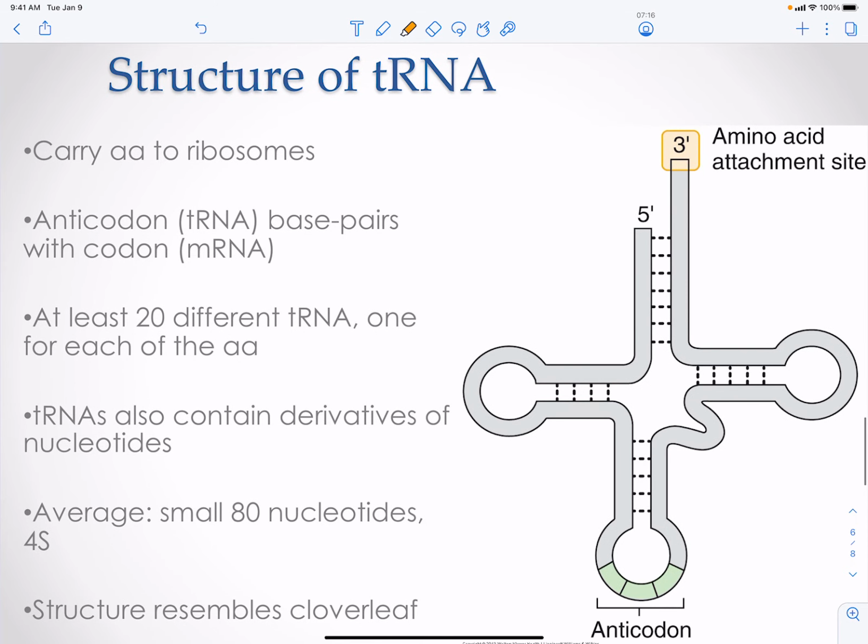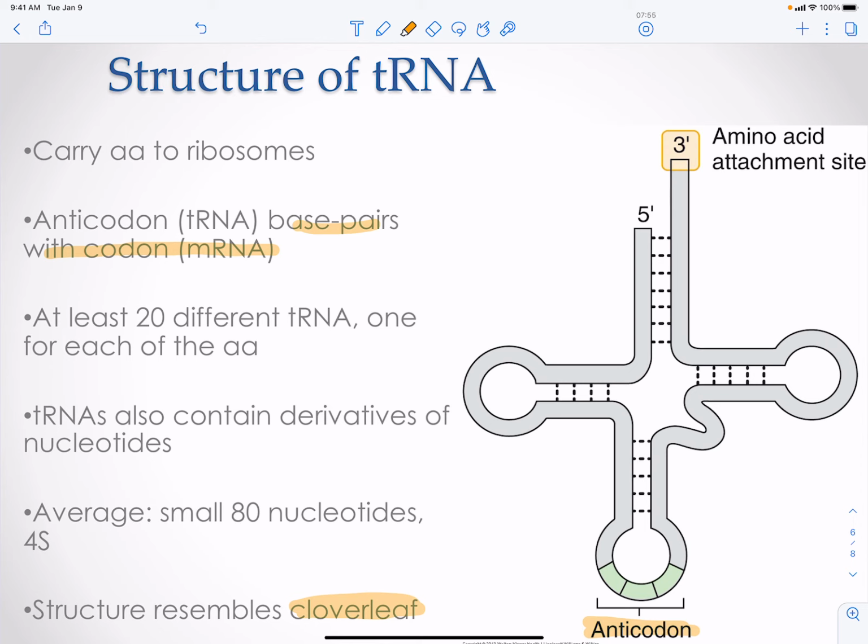Now our transfer RNA look like little cruciforms, like little clover leaves, a little bit cross-shaped. And they are going to be important in carrying your amino acids to your ribosomes. Your transfer RNA are going to have what's called an anticodon, and this is going to pair with the codon on the messenger RNA. So we have 20 different amino acids, so we have 20 different transfer RNAs, one for each amino acid.